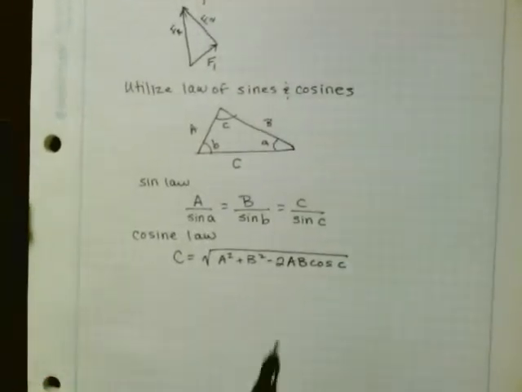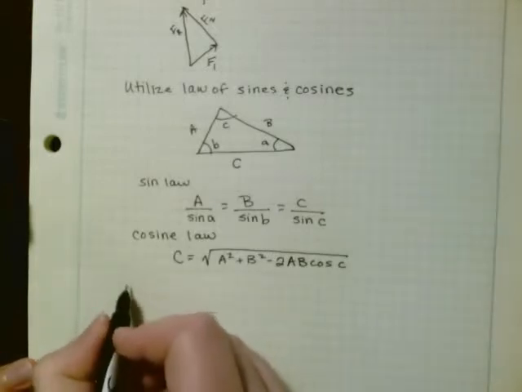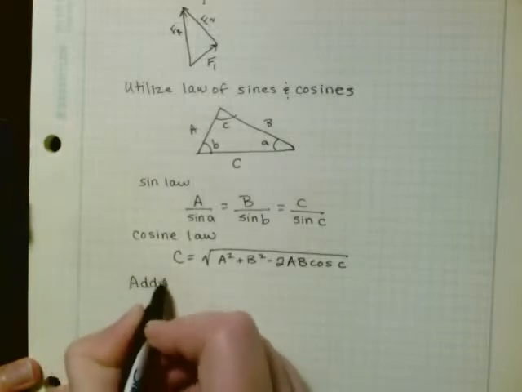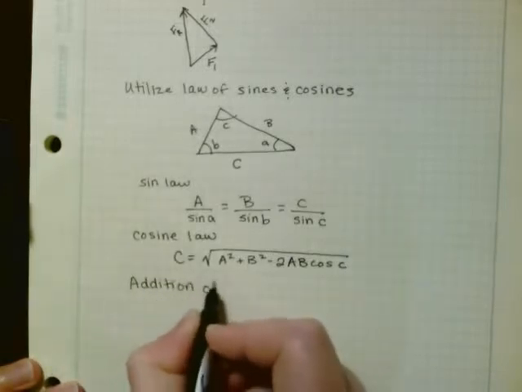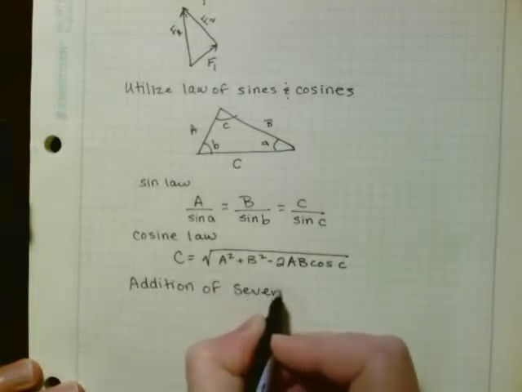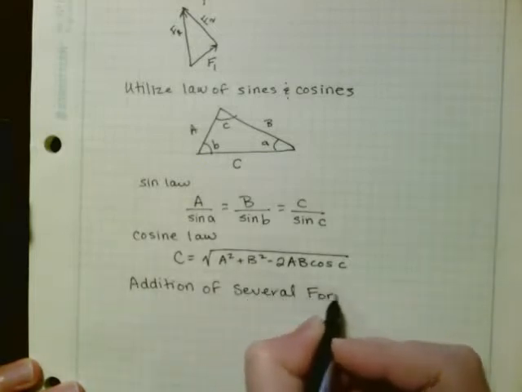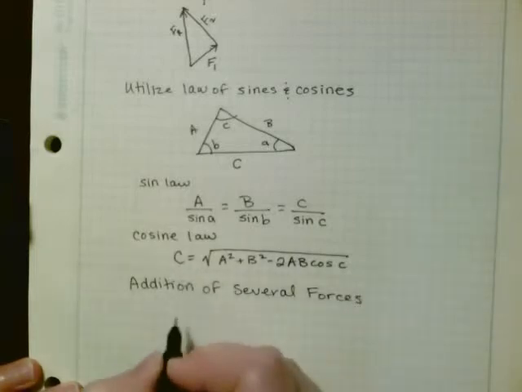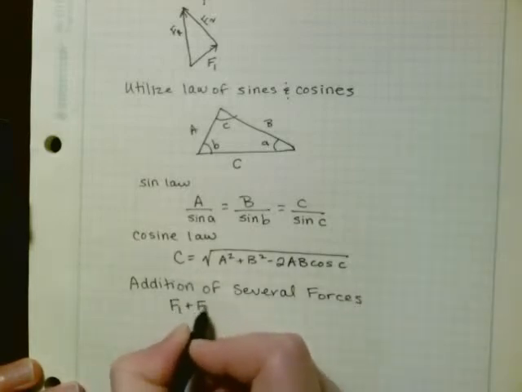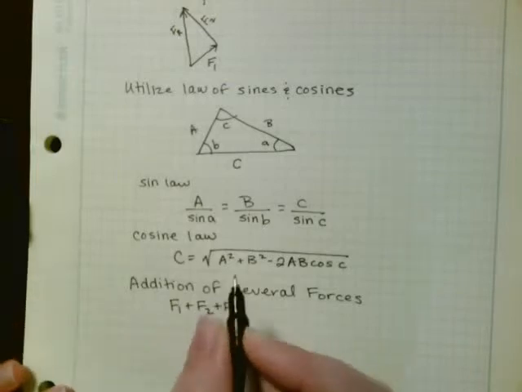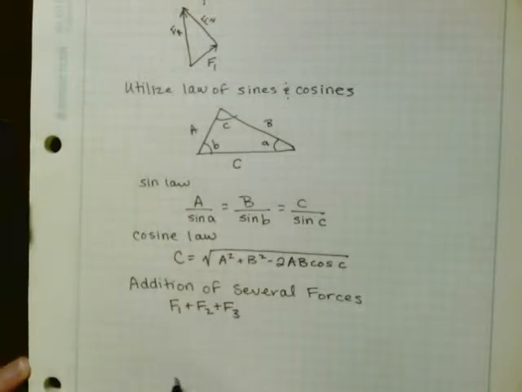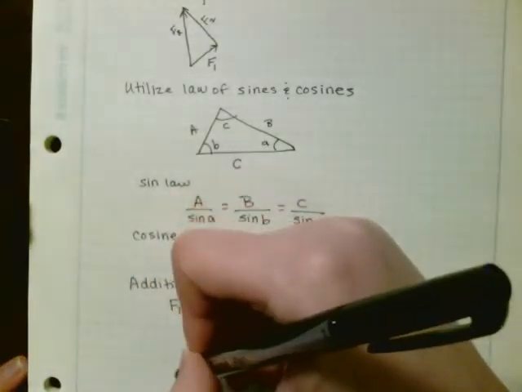Okay, so we'll do examples in the next section, but this can be combined. So we can do addition of several forces using this method. So let's say we had F1 plus F2 plus F3. So if this is our origin, and we had F1, and we had F3, and we had F2 over here.